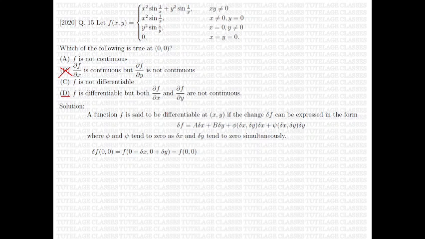Let us check whether the function is differentiable at the origin or not. So we find the change delta f at the origin. This is by the definition of delta f. The value of the function at the origin is 0, and since delta x and delta y are not 0, their product is also not 0, and so the value of this function at delta x, delta y will be obtained from this expression.